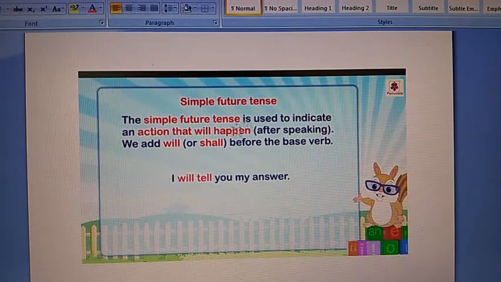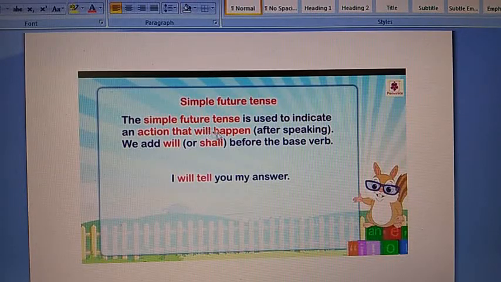Now let's see simple future tense. The simple future tense is used to indicate an action that will happen after speaking. We add will or shall before the base verb. Example, I will tell you my answer. You can see here I will. That means it speaks about the simple future tense.